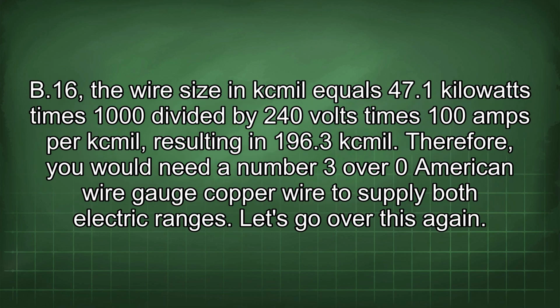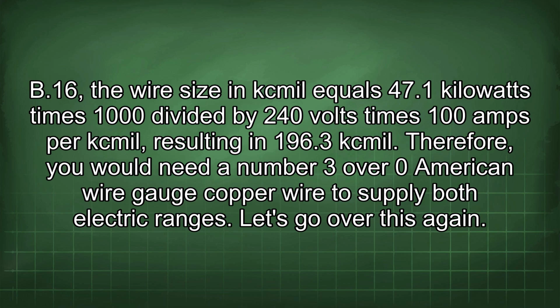B16, the wire size in kcmil equals 47.1 kilowatts times 1000 divided by 240 volts times 100 amps per kcmil, resulting in 196.3 kcmil. Therefore, you would need a number 3/0 American wire gauge copper wire to supply both electric ranges.